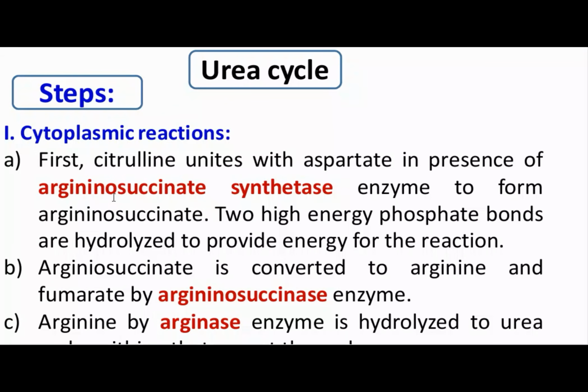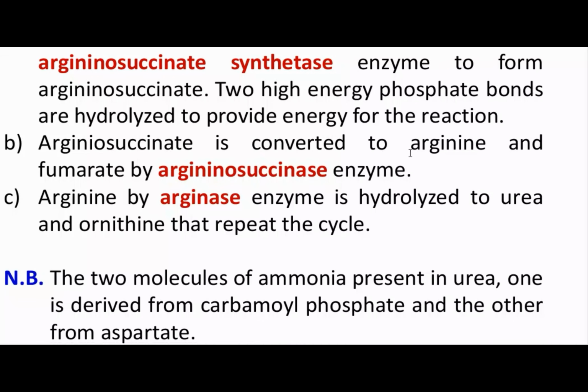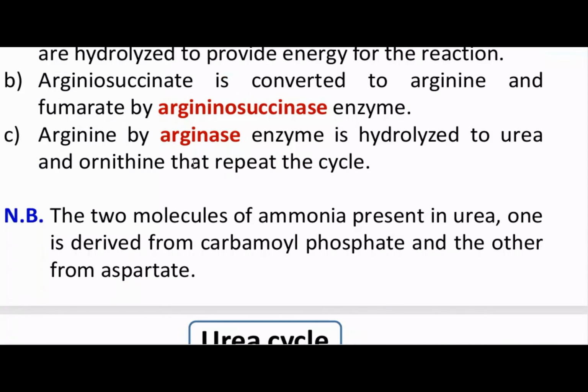Now in the cytoplasm, first citrulline unites with aspartic acid in the presence of argininosuccinate synthase to form argininosuccinate. Two high energy phosphate bonds are hydrolyzed to provide the energy for the reaction. This argininosuccinate is converted to arginine and fumaric acid with the help of argininosuccinase, or lyase enzyme. Then this arginine is hydrolyzed by the arginase enzyme to form urea and one molecule of ornithine, and that repeats the cycle.